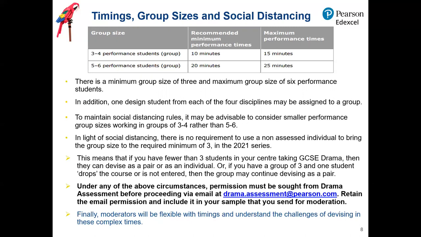This means that if you have fewer than three students in your centre taking GCSE drama, then they can devise as a pair or as an individual. Or if you have a group of three and one student drops the course or is not entered, then the group may continue devising as a pair. Under any of the above circumstances, permission must be sought from drama assessment before proceeding.